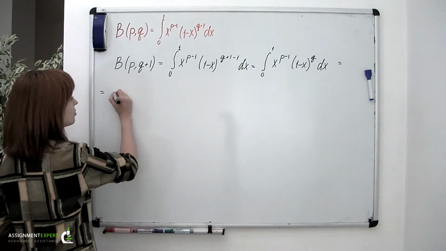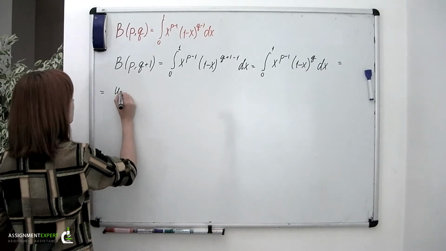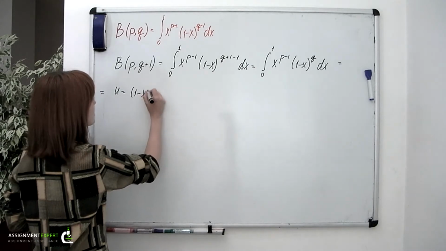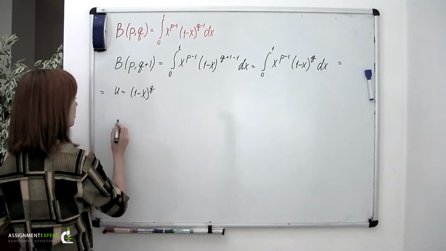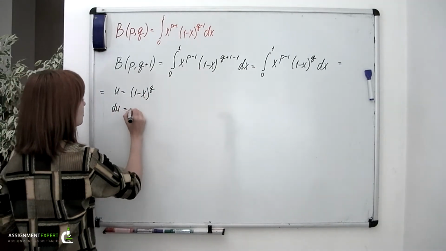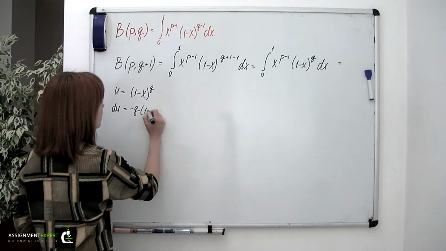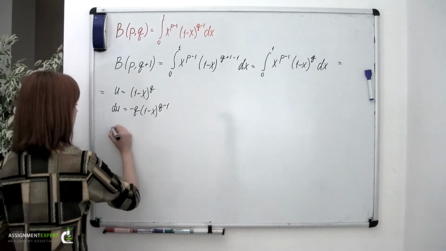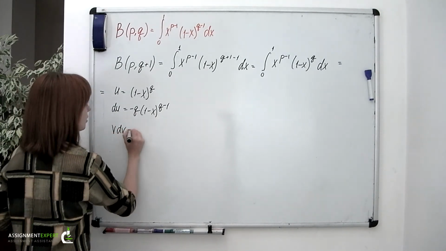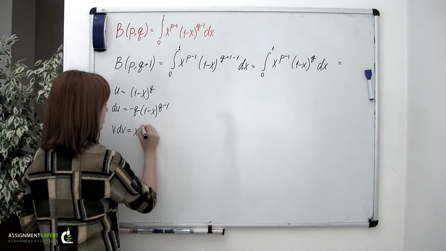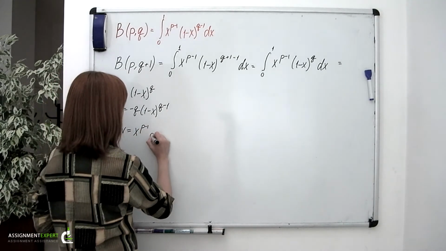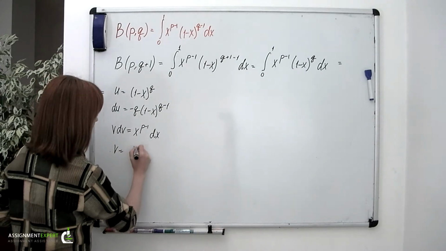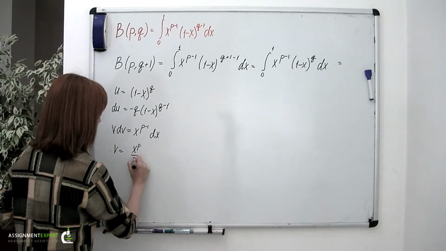So we'll denote u as (1 minus x) to the q, and therefore du equals negative q times (1 minus x) to the power of q minus 1. And dv equals x to the p minus 1 dx, and v equals x to the p over p.